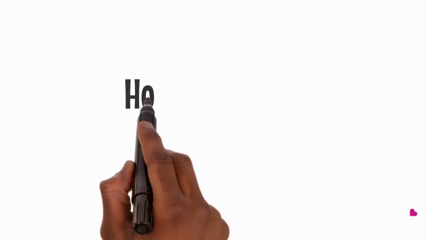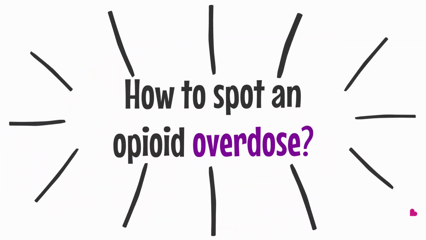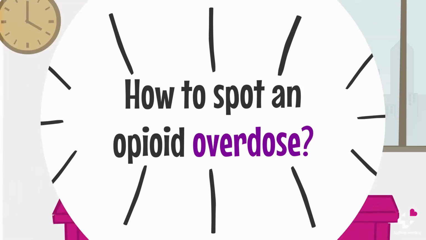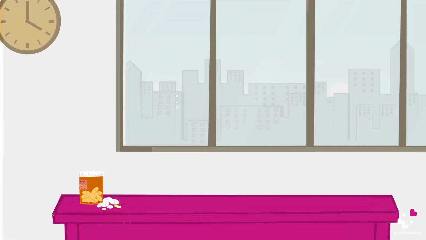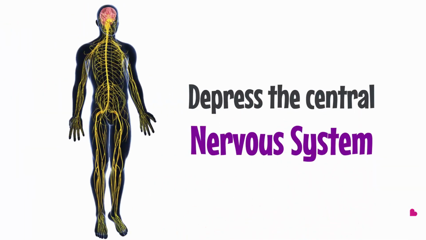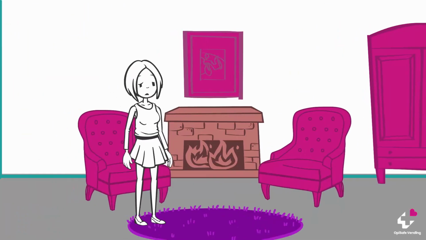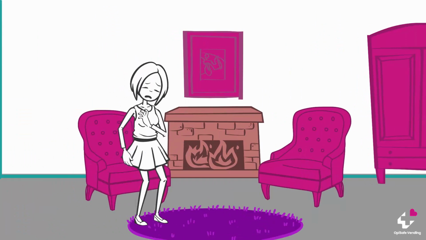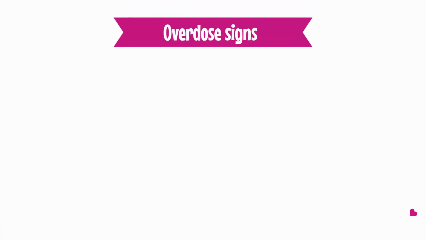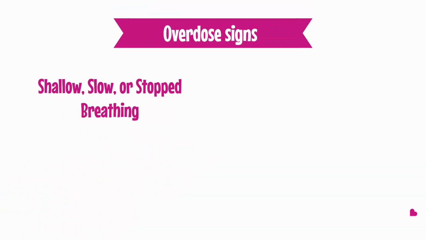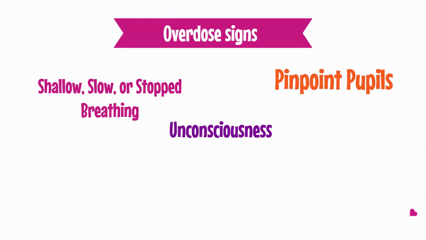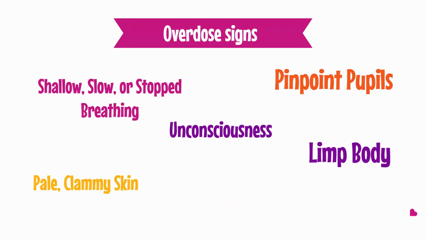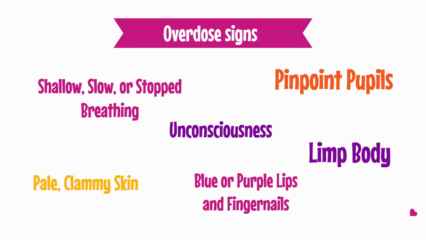Before we discuss Narcan, let's understand what an opioid overdose looks like. Opioids, including prescription painkillers, heroin, and fentanyl, can depress the central nervous system. In an overdose, this can lead to life-threatening symptoms. Key signs include shallow, slow, or stopped breathing, pinpoint pupils, unconsciousness or inability to wake up, limp body, pale, clammy skin, or bluish lips and fingernails.